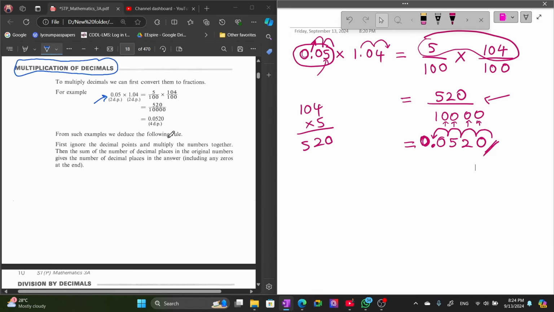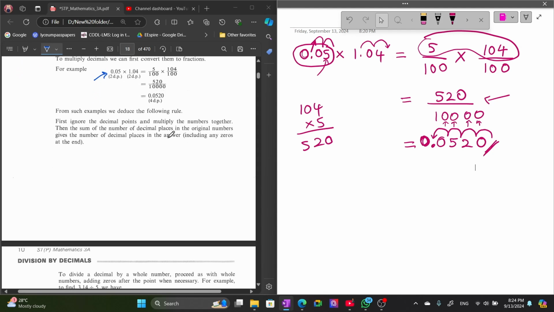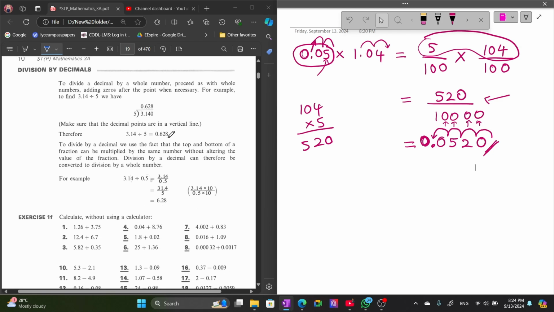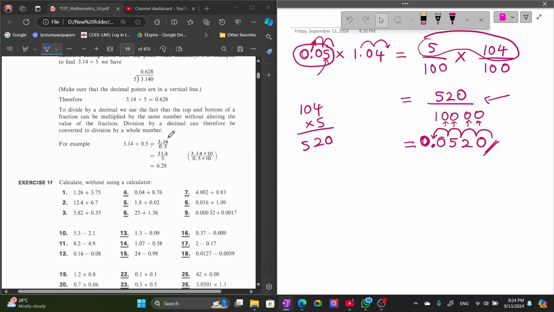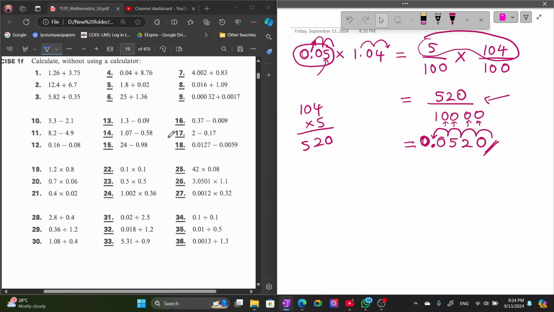After that we can check division by decimals. Before going to that, I'll do some examples with decimal multiplication. So I'll do the 19th one. That's 1.2 times 0.8.